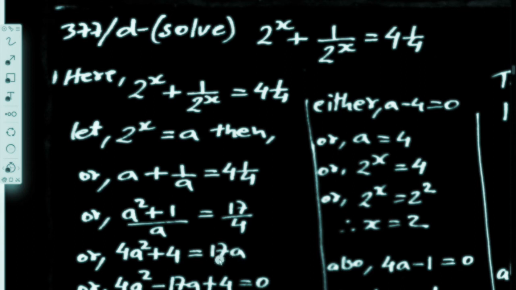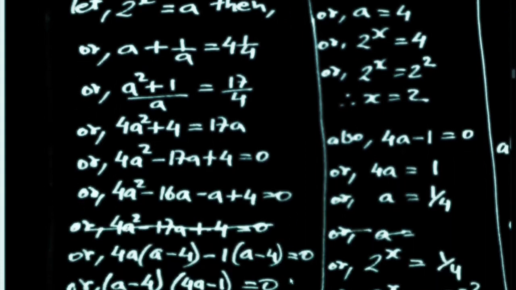If we change side, the sign should also be changed: plus sign should be changed into minus and minus sign should be changed into plus. Here 4a square we keep as usual. The side of 17a should be changed, so the sign of 17a should also be changed. Now plus 17a should be placed here as minus 17a, plus 4 equals 0. Now this is in our simple form. By the factorization process, after factorizing, we can easily get the value of a.